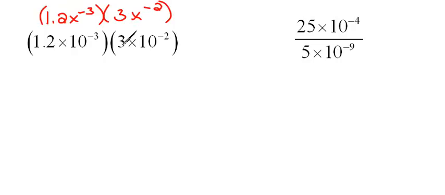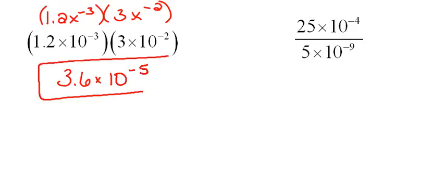We're going to multiply whole number parts. So 1.2 times 3 would be 3.6. And then times, when we multiply like bases for the tens, we add the exponents. So negative 3 and negative 2 would be 10 to the negative 5. And that is all there is to multiplying scientific notation.